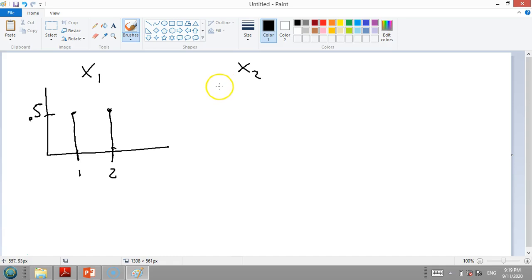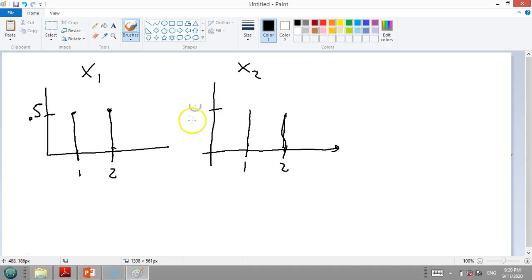And then separately, I have another random variable, x2. It can also take on the values 1 and 2, like this. And the probabilities associated with each one of them are also 0.5 each.